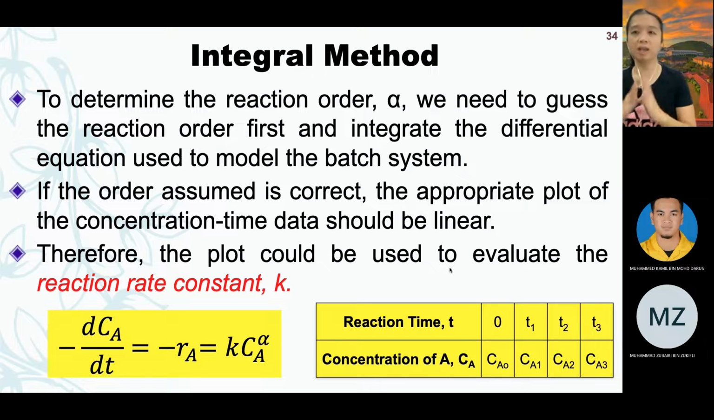So masalah dia adalah bila katakan you don't know the reaction order. So you have to do randomly tau. Katakan okay, kamu try zero order. Tengok boleh tak? Tak boleh. Okay, try first order. Oh tak boleh, second order.